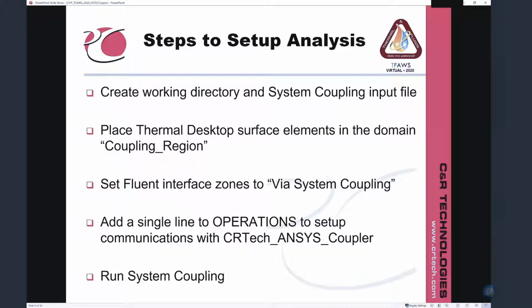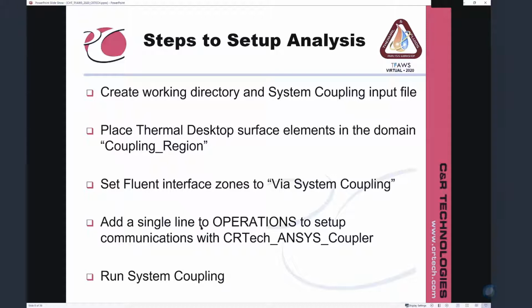You'll put all the elements that you want to be coupled to the fluid in a domain called coupling region. It's just something simple right now. If you use the name coupling region for the domain, that automatically tells Thermal Desktop that you're planning on connecting to a fluid model, and Thermal Desktop will do what it needs to do to make that happen. Likewise, in Fluent, you'll set the zones. In Fluent, you can name the zones however you like.